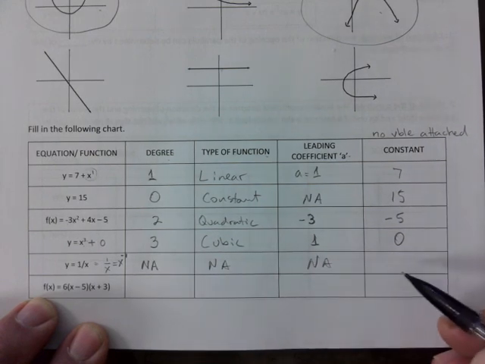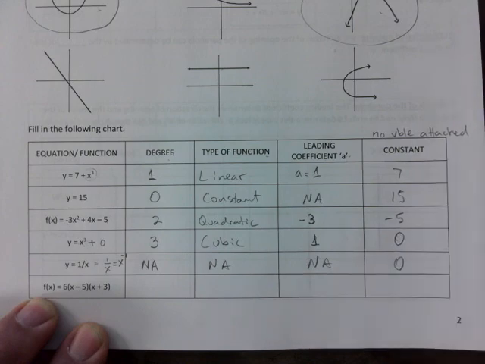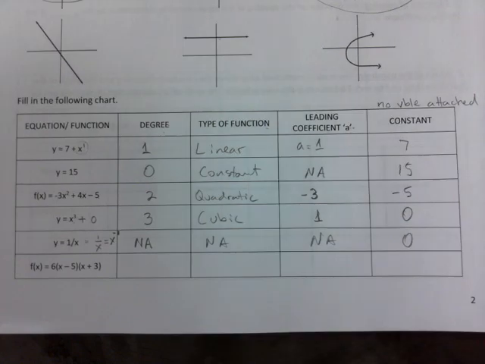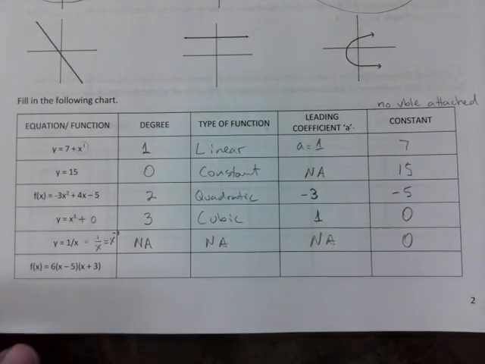NA for the whole thing. Constant, we can say 0 because there is no constant other than 0. What about this one?